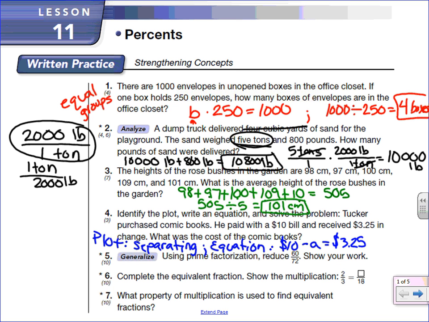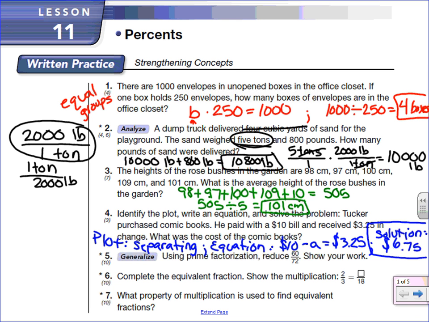So to figure this out, I would take $10 minus $3.25, and my solution then, well, $3.25 plus 75 cents gets me up to $4. And then $4 plus $6 gets me up to $10. So the comic books cost $6.75.